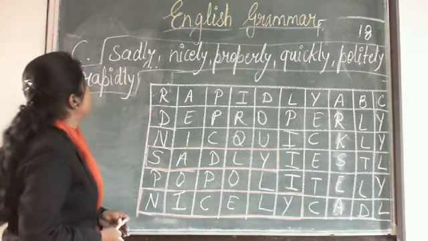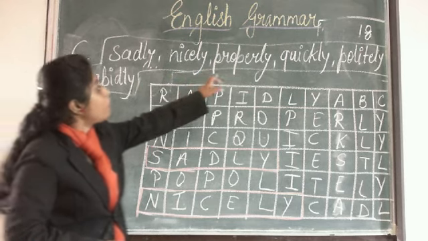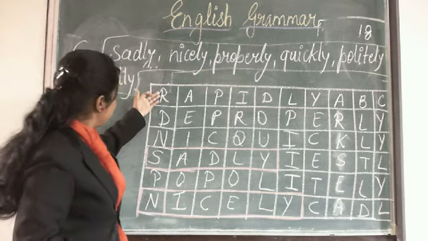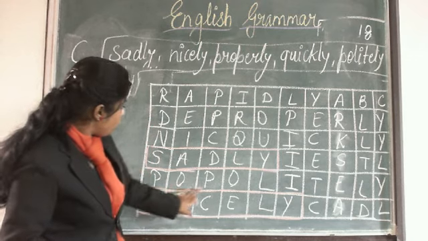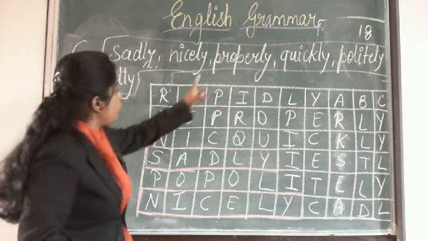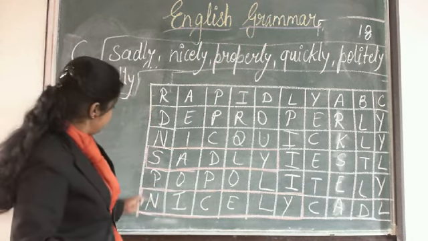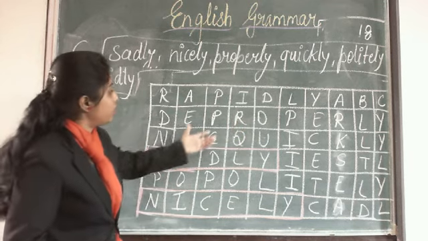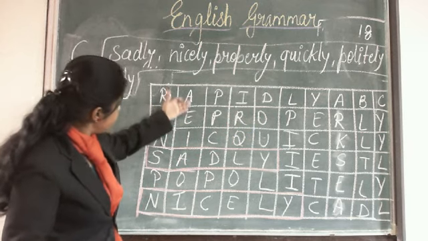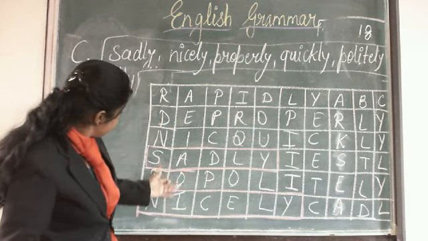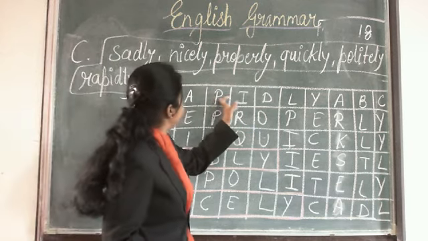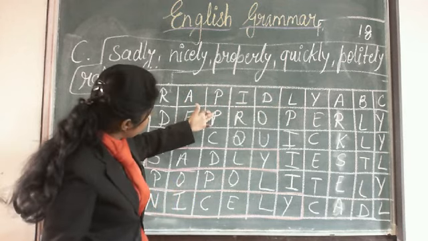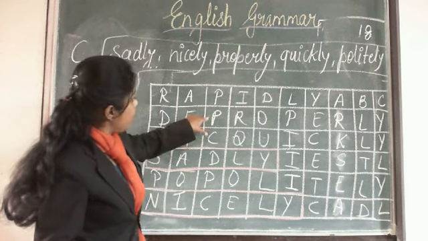Then properly. For that we should be having P in the beginning. So P. P-O-P-O, no. No, properly spelling is not here. Okay. So across side we are not having the spelling of properly. See, let's see this row. P is not there. Here P is there. P-R. No, we should be having P-R here. P-R, it is also not here. R is also not here.